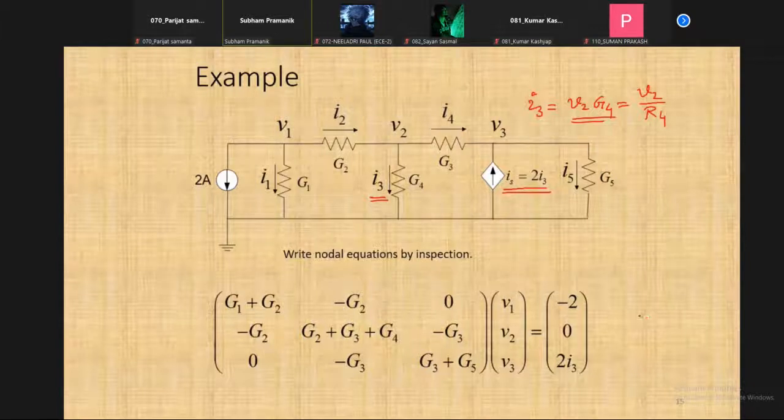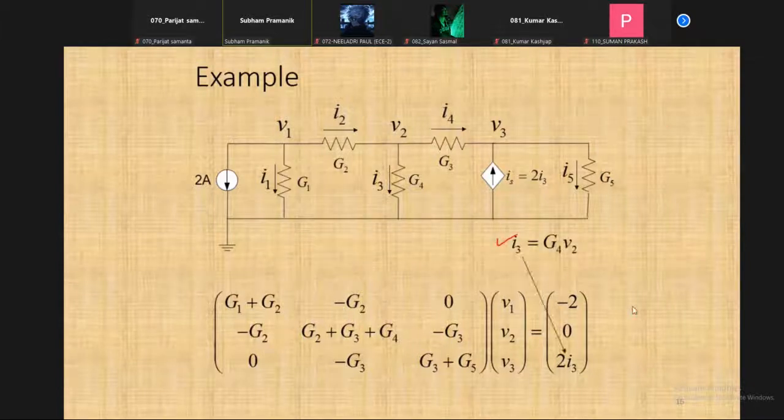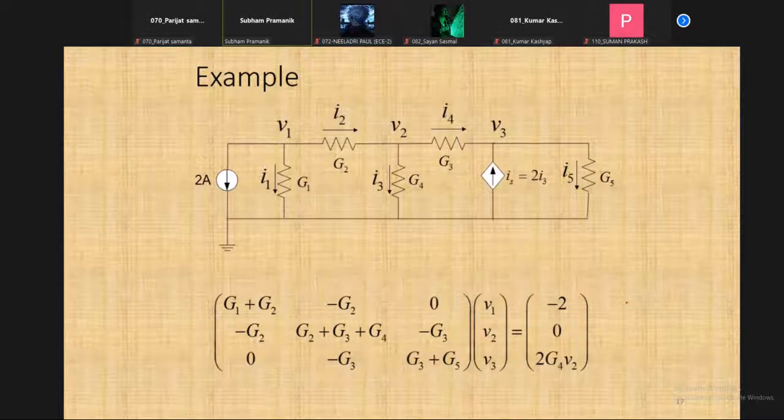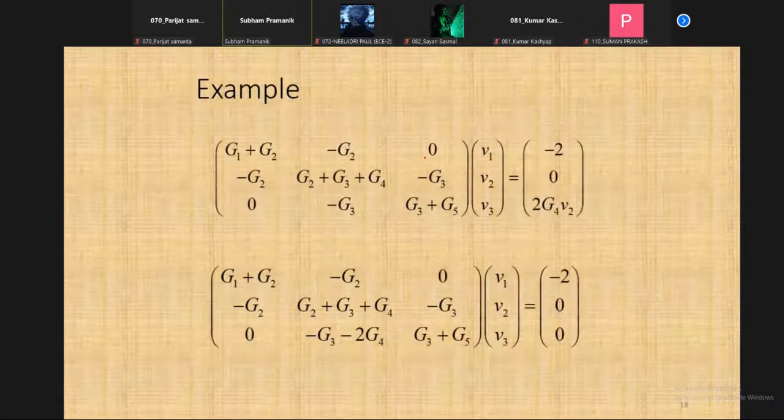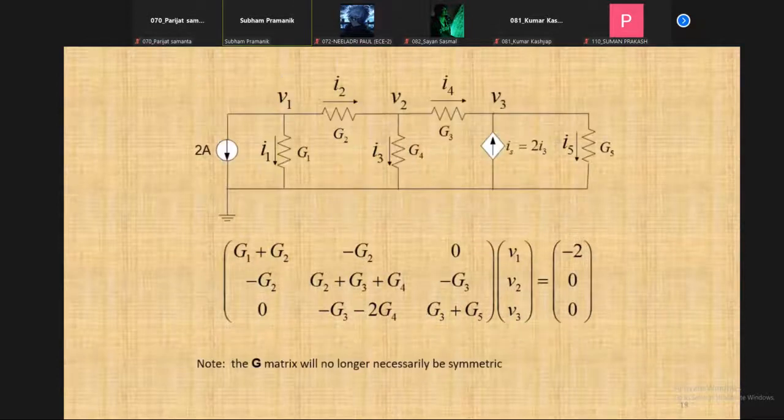Just substitute that value in this equation and then do the calculation like this. If the values of G1 and these other values are specified, then you can definitely obtain the values of V1, V2, V3 by solving this matrix equation.